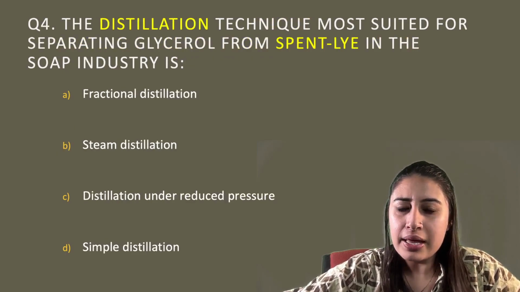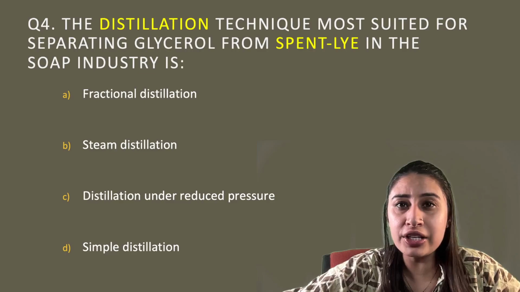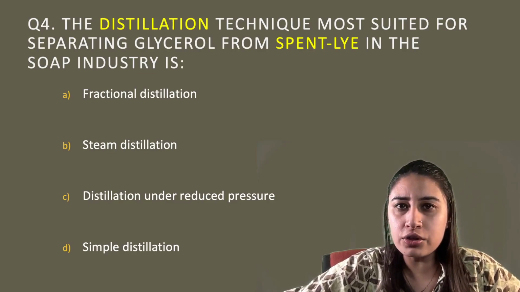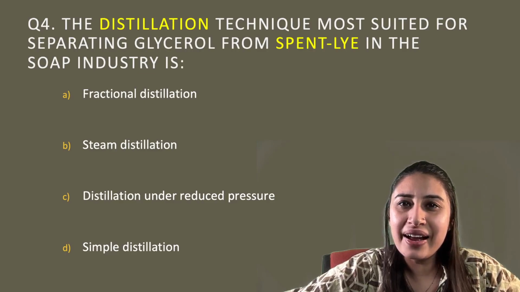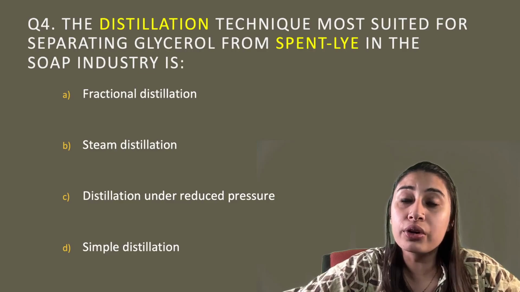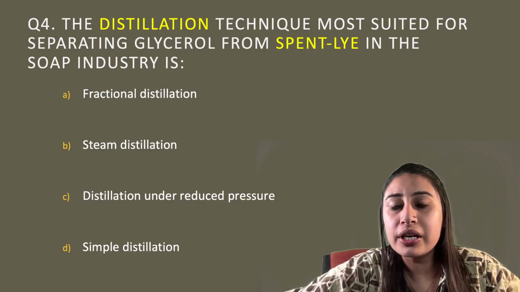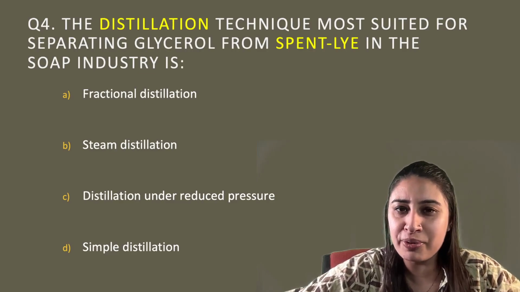Question number 4. The distillation technique most suited for separating glycerol. Now the speciality of glycerol is before reaching the boiling point, glycerol will undergo decomposition. We do not want that decomposition, right? So what to do? Reduce the pressure. What will happen if you reduce the pressure? It will undergo boiling. That means it will change its phase before reaching its original boiling point, at which probably it would have actually got decomposed.